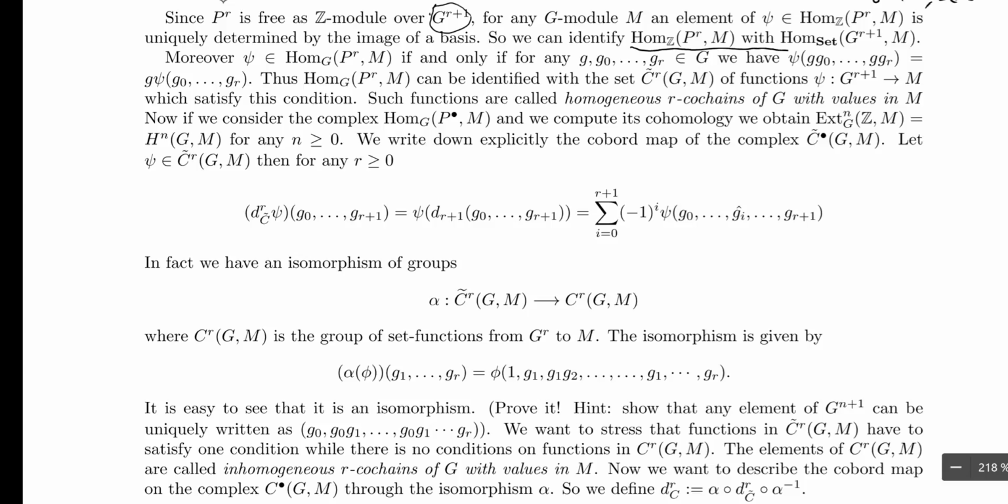So the homomorphism as a Z module from P_R to any Z module M is just a map as a set from this basis, because the elements of G^(R+1), the whole product group, are the basis. Obvious, but moreover, if you want to consider not just Z linear homomorphisms but G linear ones, then you have to require something more.